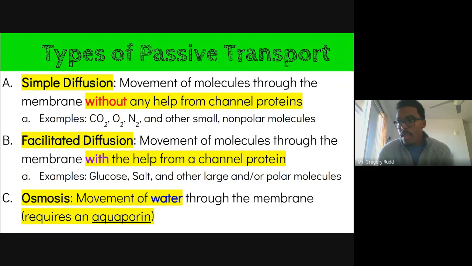There's a special type of transport that is used for water, and this type of transport is called osmosis. You've probably heard this word before. Osmosis specifically describes the transport or the movement of water through the membrane. And osmosis also requires a special type of channel protein that's called an aquaporin. You can see that word down there at the bottom, it's underlined. An aquaporin.